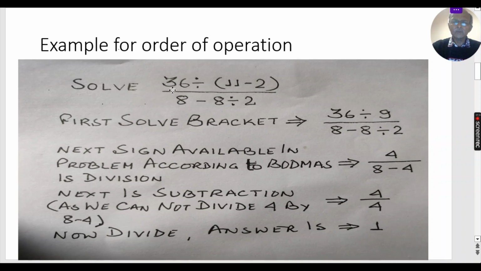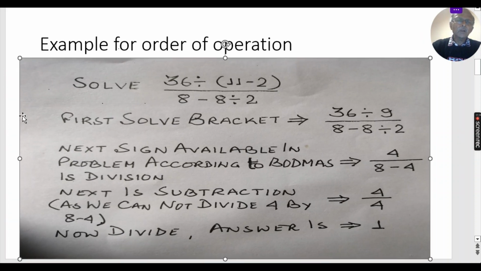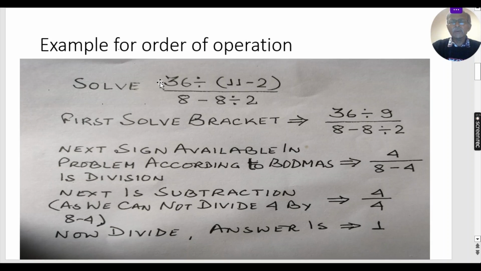Say I have taken an example, solve this equation. What is the equation? It is 36 divided by, within brackets, 11 minus 2. This is the numerator, and the denominator is 8 minus 8 divided by 2. Here as per the rule BODMAS, we have to first solve the brackets. 11 minus 2 is 9. So my equation reduces to 36 divided by 9 as the numerator, and the denominator is 8 minus 8 divided by 2. It will remain the same as there are no brackets.